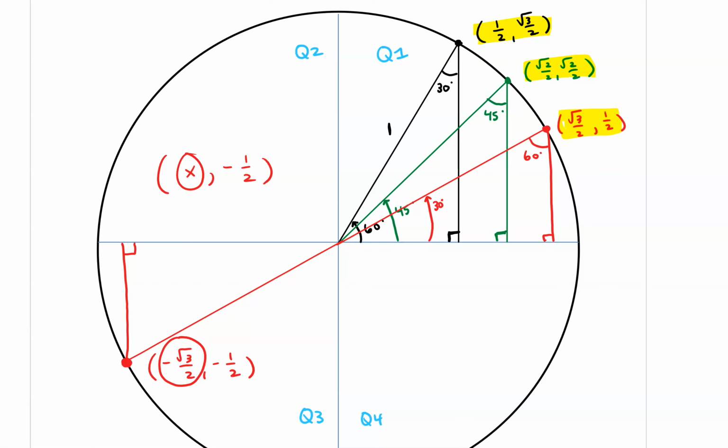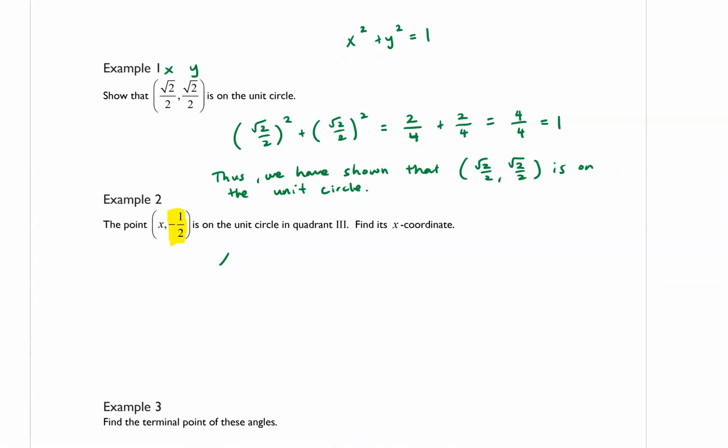In fact, we're going to take an algebraic approach. So again, we know that the points on the unit circle need to satisfy this equation. And we have the y value here, so why don't we just take this and substitute it in for y? And if we do that, we'll get x squared plus negative 1/2 squared is equal to 1. And then if we square negative 1/2, that will give us 1/4. And now I can subtract both sides by 1/4, and that will give us x squared is equal to 3/4.